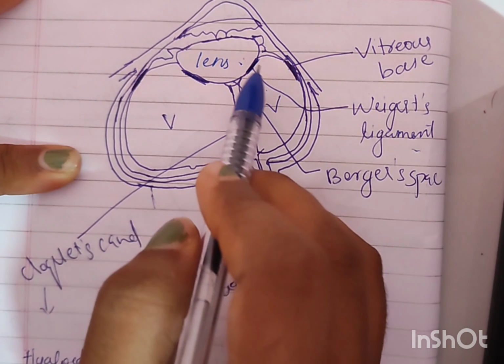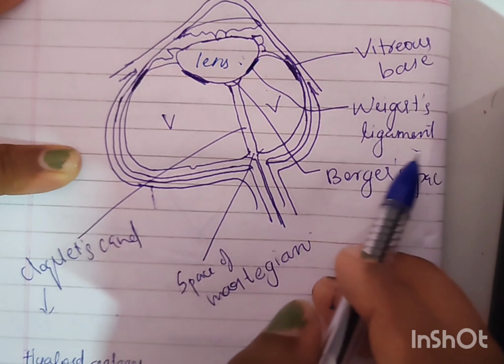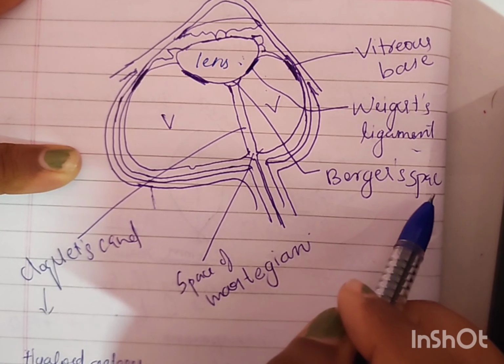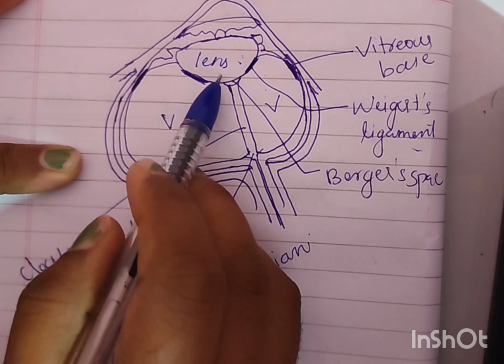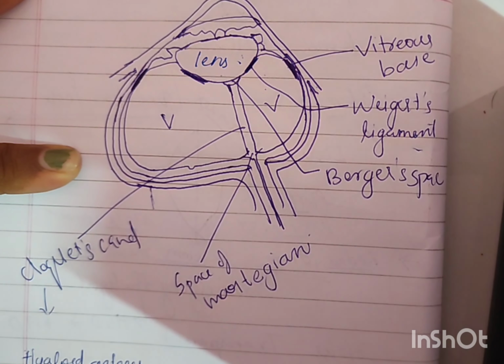This is the vitreous humor, and the attachment of the lens with the vitreous face is through this ligament, which is Wieger's ligament. The second one is Berger's space. Berger's space is a space that is seen posterior to the lens and anterior to the vitreous humor.